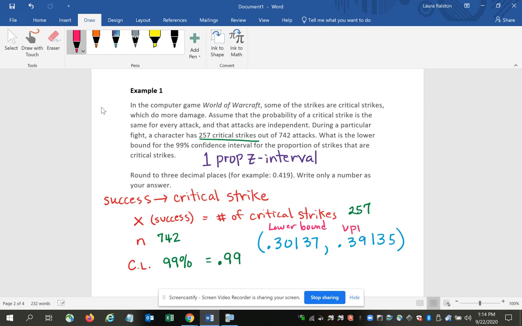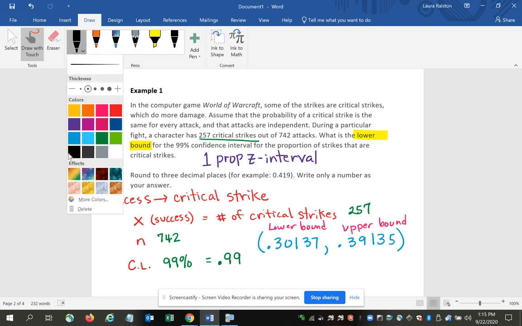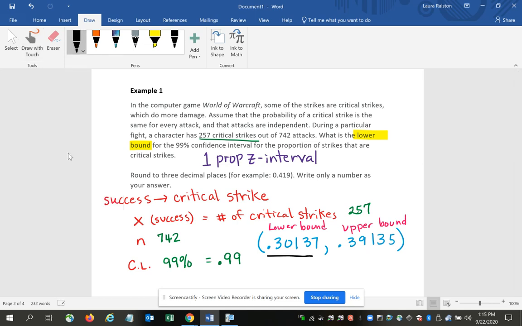The second number in the parentheses is the upper bound. Pay attention to what you're asked for. It says, what is the lower bound? Okay, it also tells us to round to 3 decimal places. So when I round to 3 decimal places for the lower bound, my answer is going to be 0.301. Okay, so approximately 30% of the strikes were critical strikes in this particular game of World of Warcraft.